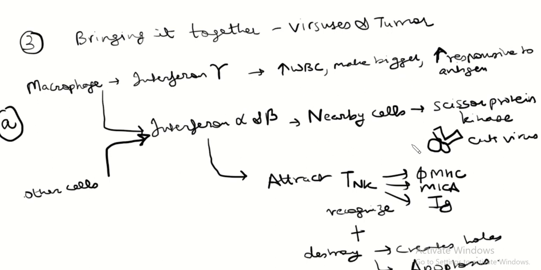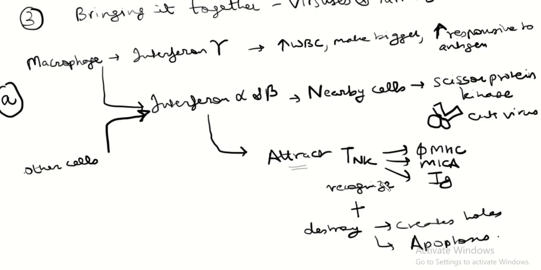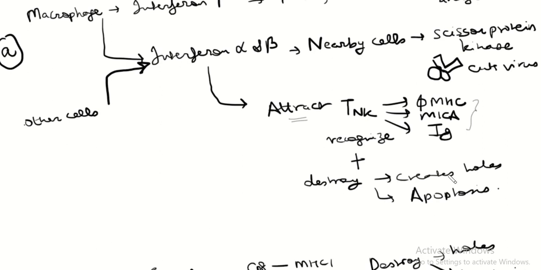Interferons alpha and beta put the nearby cells on notice and say, hey, we're in trouble. You're going to have some enemies come your way. So the nearby cells create scissor proteins that cut the virus if the viruses try to get inside them. And then they also attract the T natural killer cells that come there and say, huh, what's going on with the MHC? Is the self antigen not good or is it tagged? There's three mechanisms by which it recognizes. Once it recognizes it to be the bad player, it creates holes and causes apoptosis of that cell.